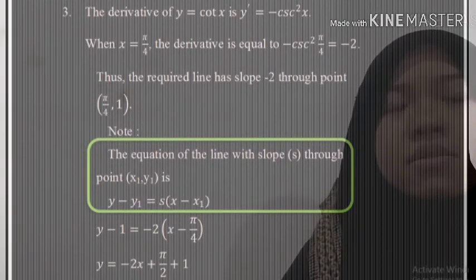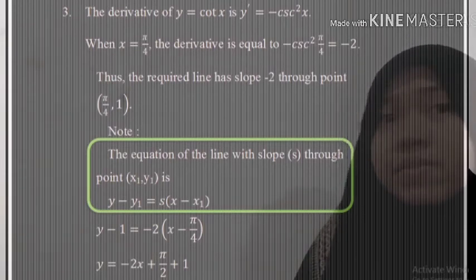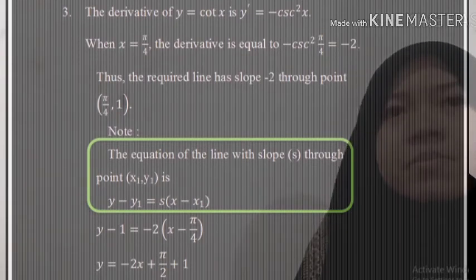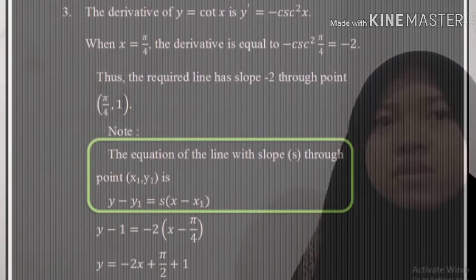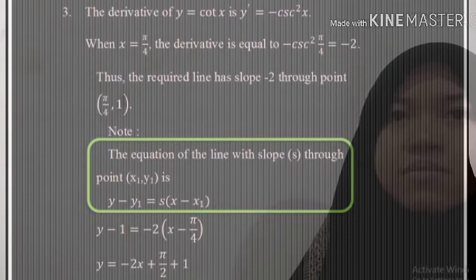The derivative of y equals cotangent of x is y prime equals negative cosecant squared of x. When x is equal to pi over 4, we substitute pi over 4 for x. So negative cosecant squared of pi over 4.